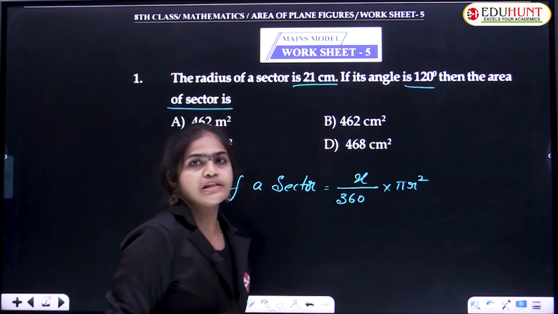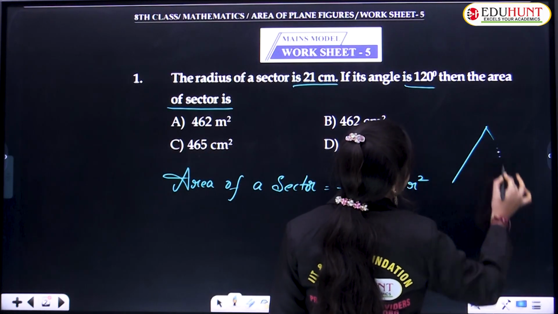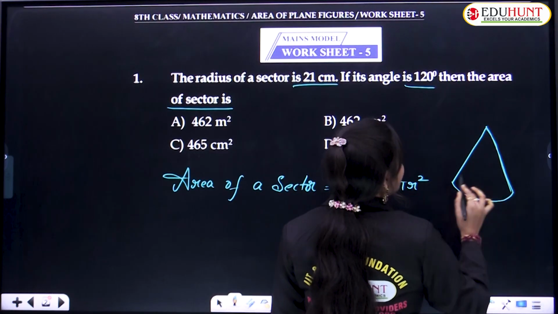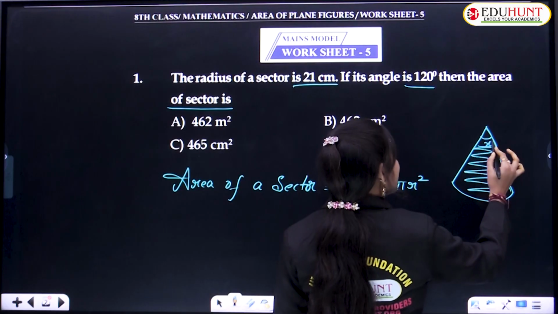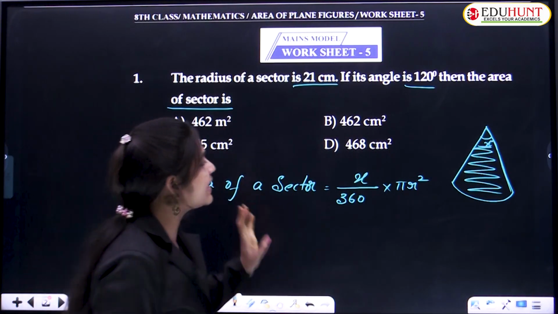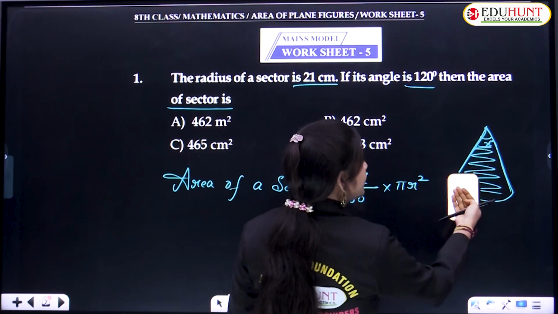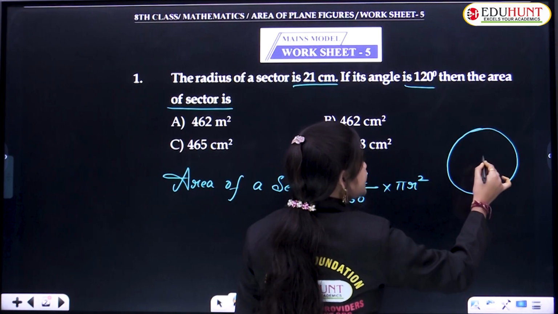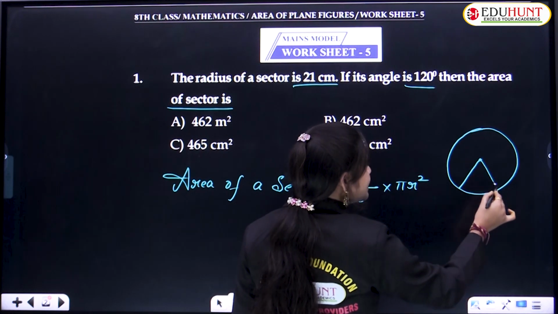Here x is equal to the angle made by the sector. This is the shape of the sector, and this is the area we need to find out. Here the angle is x degrees, the angle made by the sector. In a circle we already learnt about the radius. This is a circle, this is the center point of the circle, and this is the radius and this is the radius.